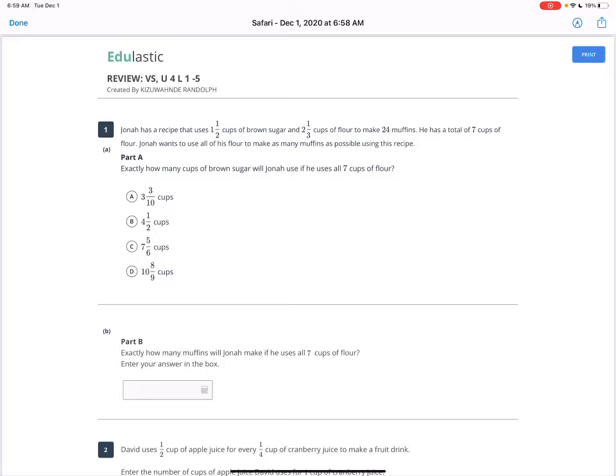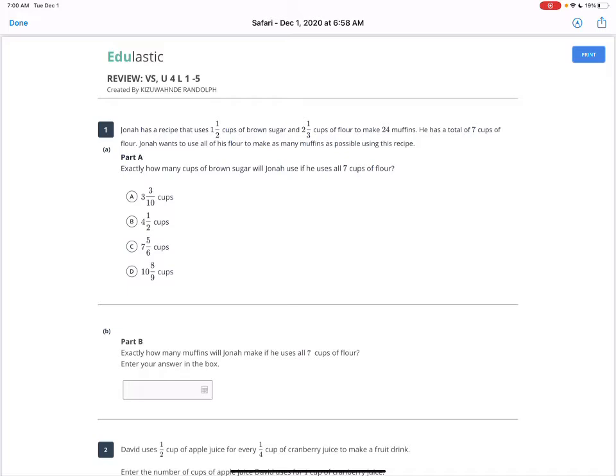It says Jonah has a recipe that uses 1 1/2 cup of brown sugar and 2 1/3 cups of flour to make 24 muffins. He has a total of 7 cups of flour. Jonah wants to use all of his flour to make as many muffins as possible using this recipe. Exactly how many cups of brown sugar would Jonah use if he uses 7 cups of flour? All right, guys. So we're going to look at the first question first, and then we're going to go to question 2 or part B.